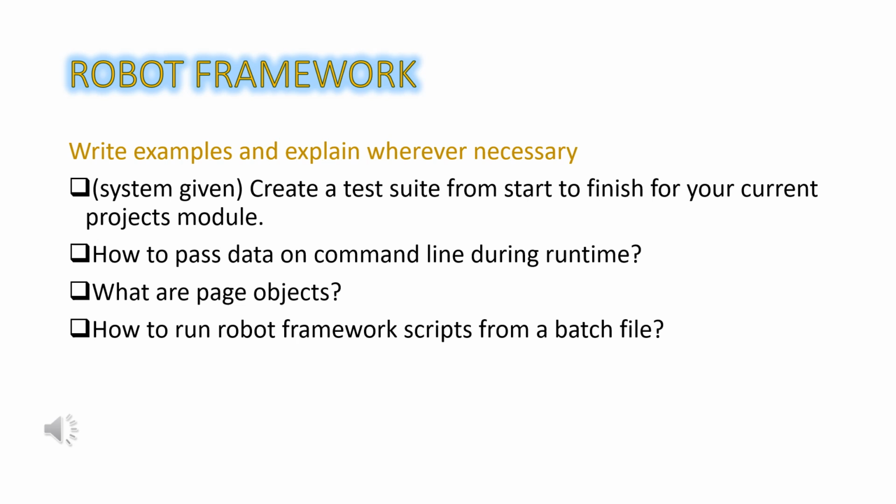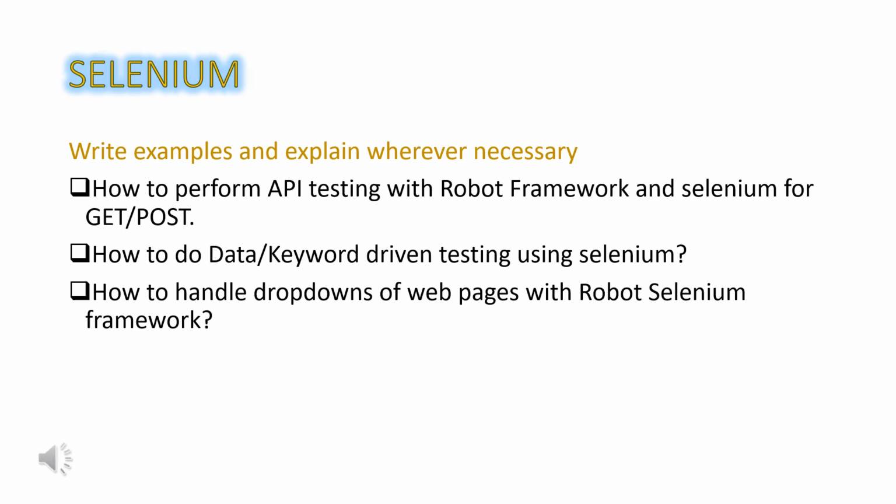Next one is what are page objects. Fourth one is how to run Robot Linux scripts in a batch file. Batch file execution they are doing a lot, so they are expecting a good answer for this question. Selenium questions. Write examples and explain wherever necessary. How do you perform API testing with Robot Framework and Selenium for a GET operation and for a POST operation. Second one is how to do data driven testing and keyword driven testing using Selenium. Third one is how you handle drop downs of pages with the Robot Selenium framework.